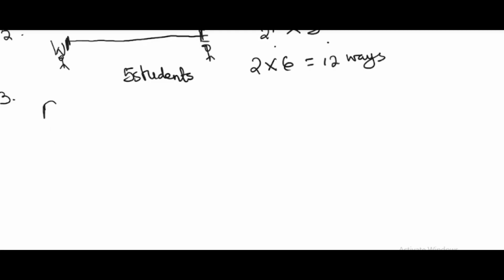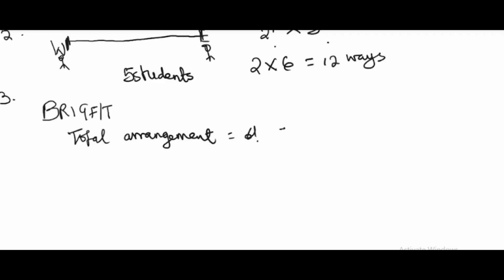So we have bright. This is the spelling of bright. Now, how many letters do we have in the word bright? That's the total arrangement of bright. We have 6 letters, so that will be 6 factorial, and we have 6 factorial to be 720. That's 120 times 6.